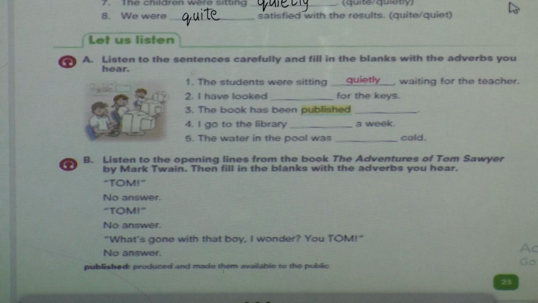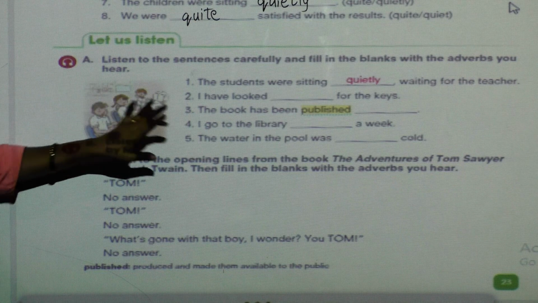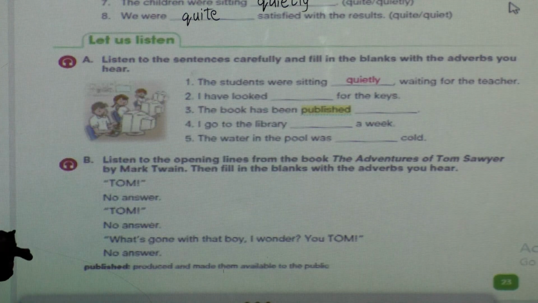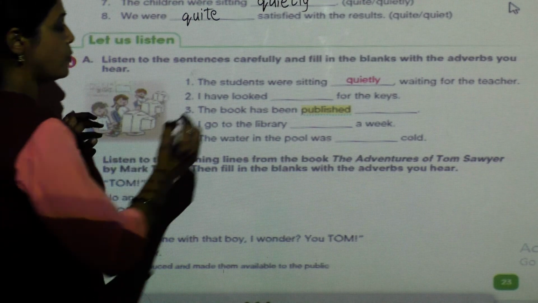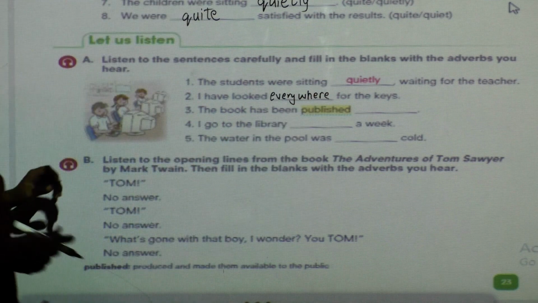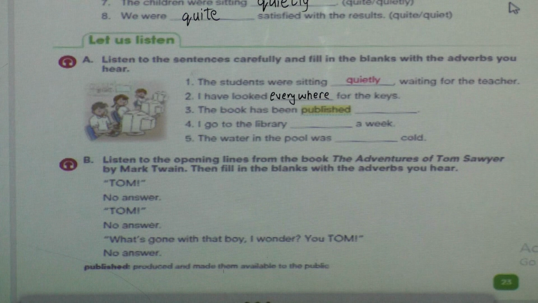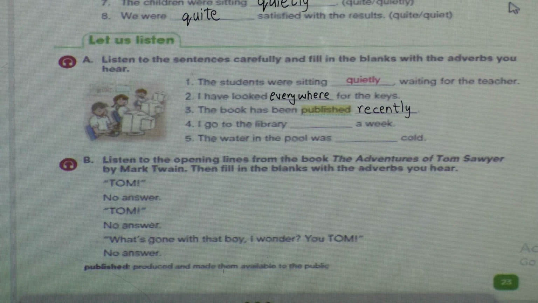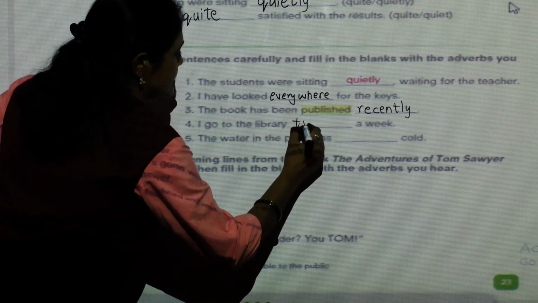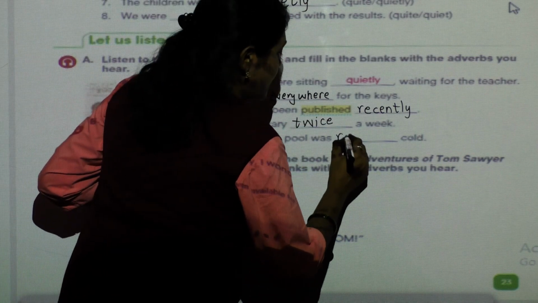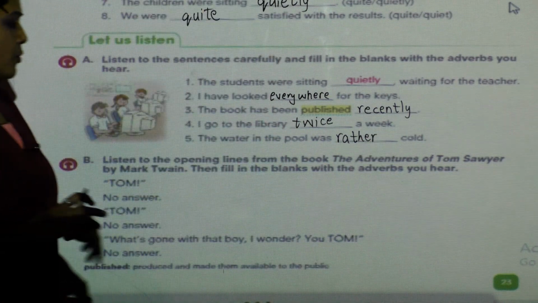Okay, so now I think you all must have listened to the sentences. Now you have to tell me which is the correct adverb used here. I have looked dash for the keys. Which word was used? Everywhere, right? The book has been published recently. I go to the library dash a week, twice a week. The water in the pool was rather cold.